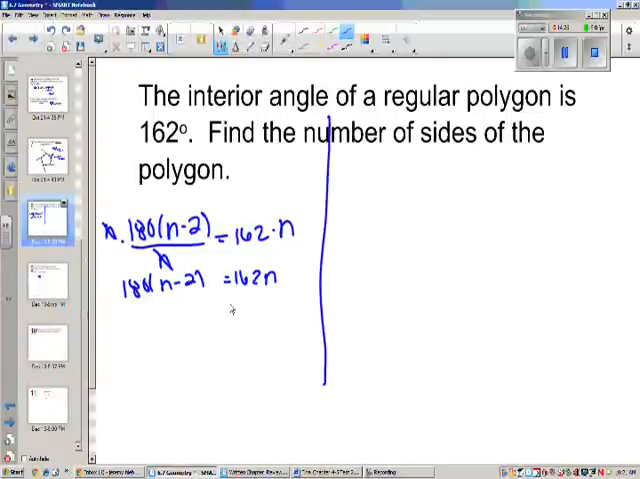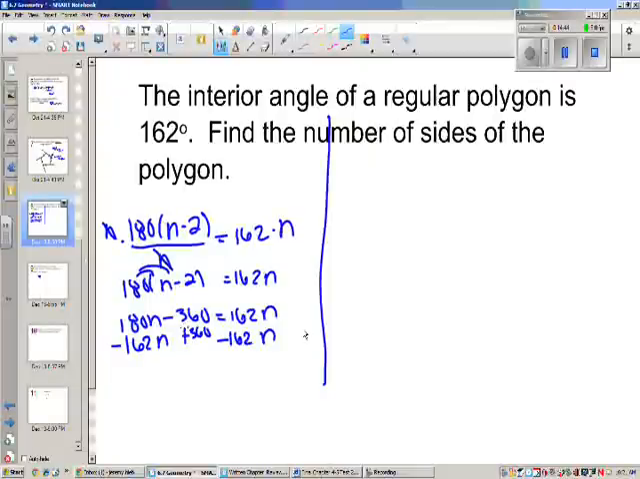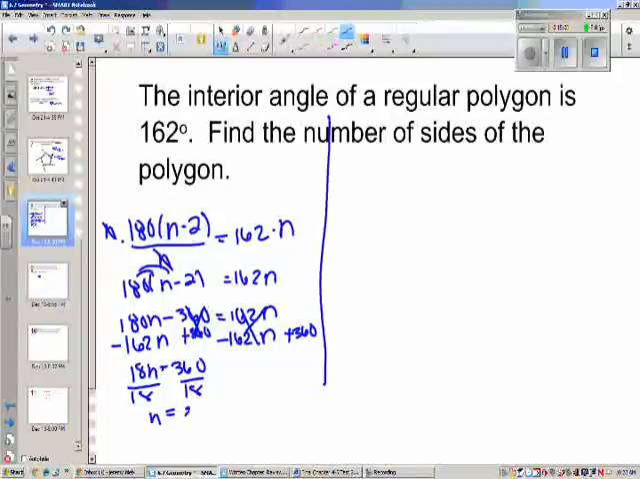I'm going to distribute now. So I get 180n minus 360 equals 162n, and then I need to combine my n's on one side. So I'm going to subtract 162n from both sides, and at the same time add 360, because I need to get my numbers on one side. So this is gone, this is gone. I'm left with 18n equals 360, divide by 18. n equals 20 sides. So that's using the original formula I came up with.